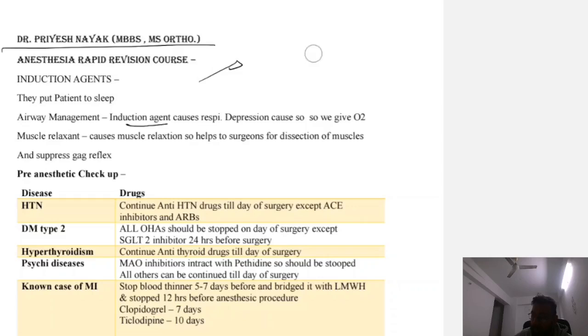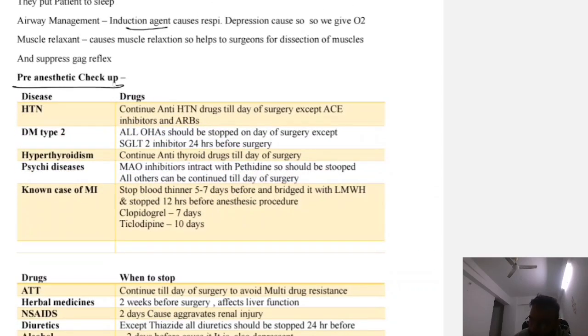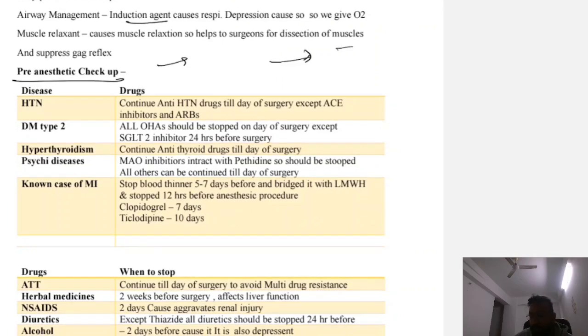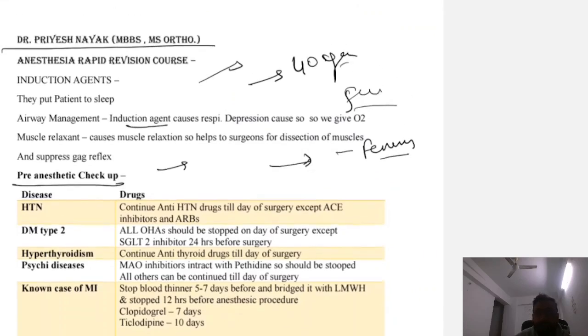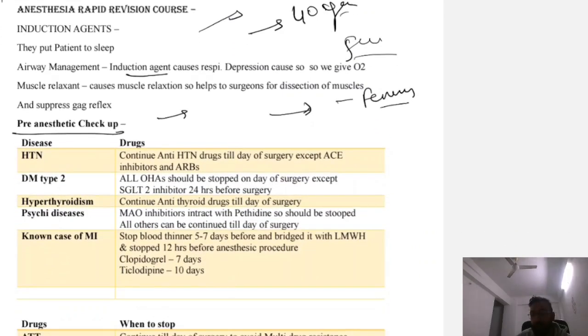Okay, now pre-anesthetic checkup. So what is pre-anesthetic checkup? A person came to the surgeon, and the surgeon has planned femur interlock nailing, the patient has a femur fracture. Now the patient's age is 40 years, so you can't take the patient directly to the OT. You have to do some investigations: does the patient have enough hemoglobin, is the patient hemodynamically stable, is the patient on any medications.